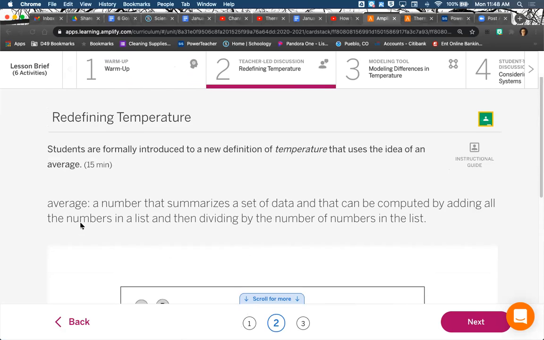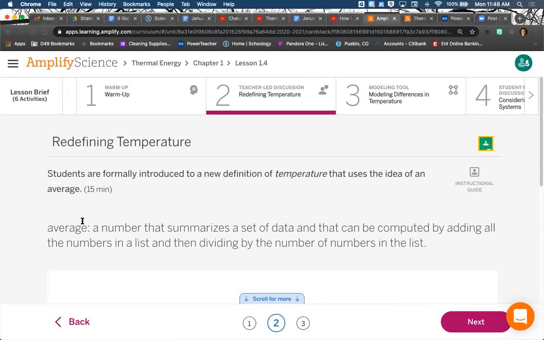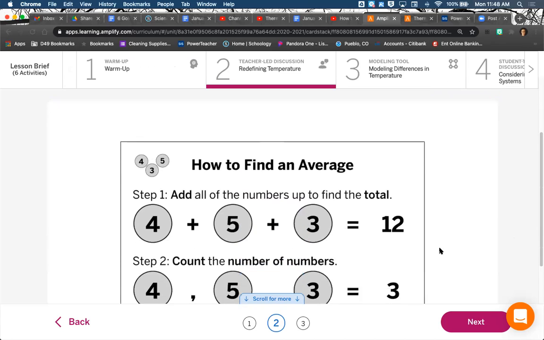So, an average. In science, we use math. In fact, math is the language of science. So let's put on our math thinking caps and examine this idea of an average. It's a number that summarizes a set of data that can be computed by adding all the numbers in a list and then dividing by the number of numbers in the list. We call that in math class the mean.